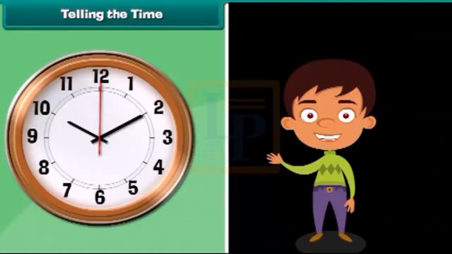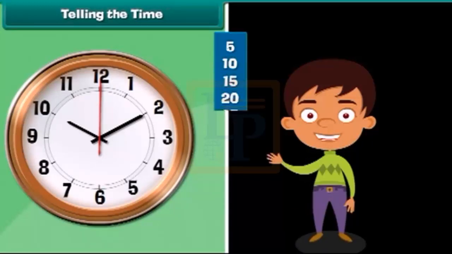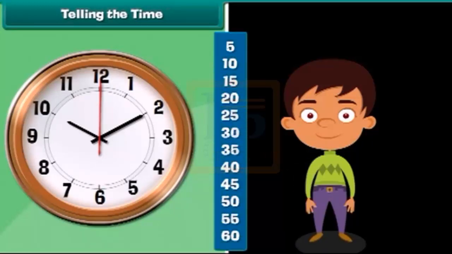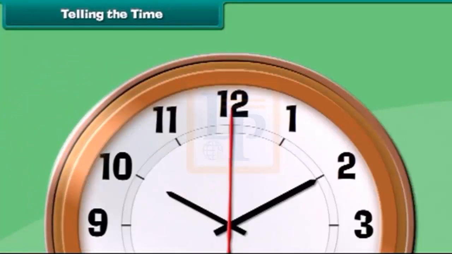Let us now learn to read time. Do you all know the table of 5? Let's revise it. The table of 5 is displayed on screen. You can read the time easily if you know the table of number 5. The minute and hour hands are read differently. To know the position of the hour hand, we read the numbers written on the clock face.